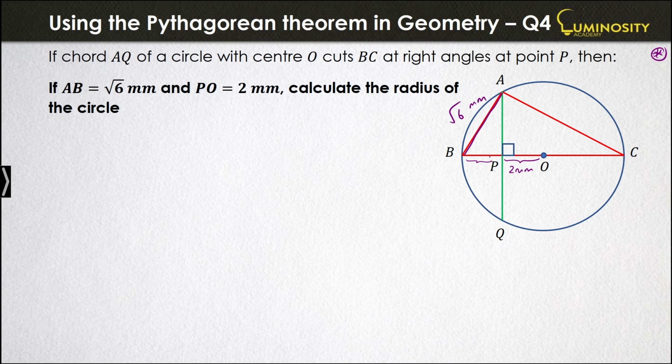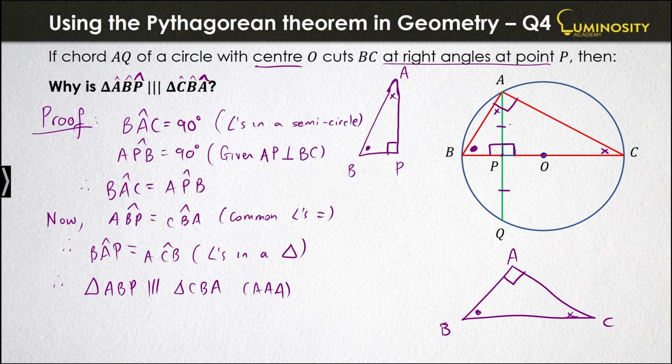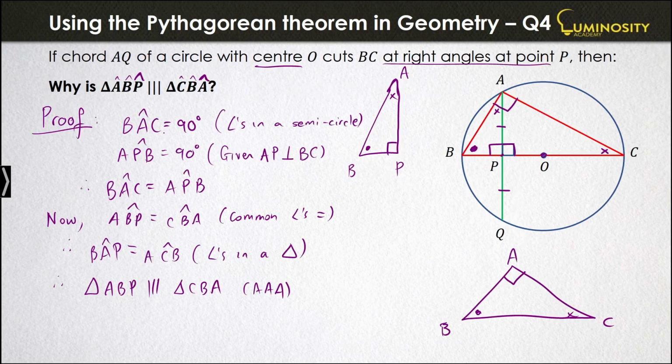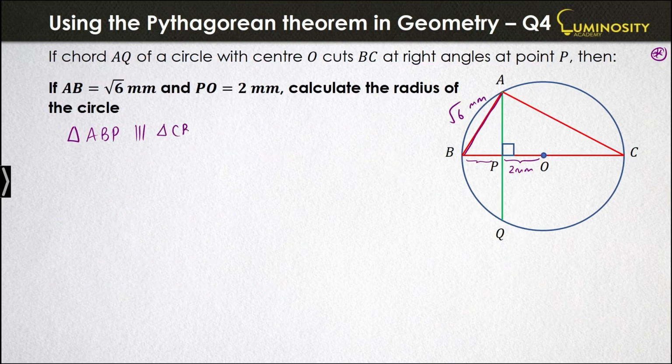Okay, so look at this big triangle ABC and the triangle ABP. We've just previously proven that those 2 triangles were similar in this order. So I'm going to write that out here. So triangle ABP is similar to triangle CBA. That's what we've just proven.